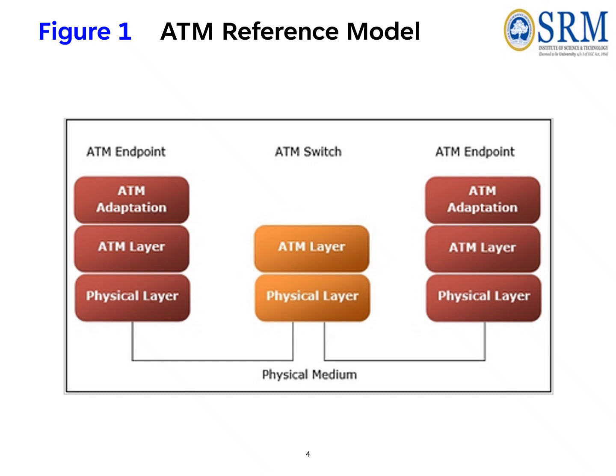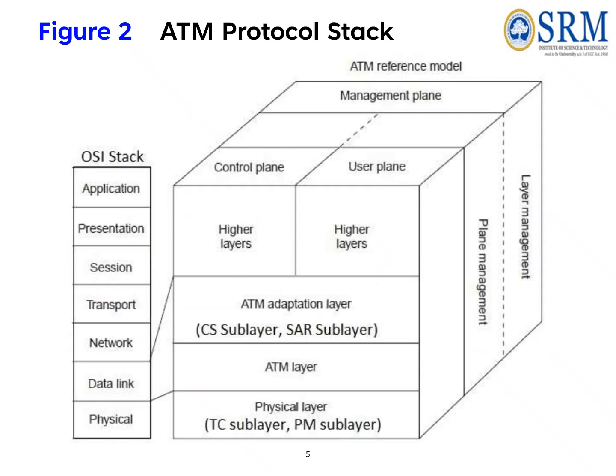The ATM switches are high-speed specialized switches which are used to process and forward the ATM cells. Their speed ranges from 50 Mbps to 2.4 Gbps. So with this insight into the ATM reference model, we'll jump into the ATM protocol stack.